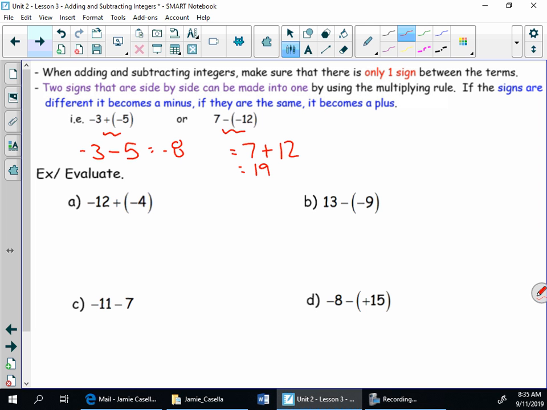Okay, negative 12 plus minus 4. I don't like plus minus. Plus minus, those are different. So I'm going to say minus 4. A negative 12 and a negative 4 is a whole bunch of negatives. 12 and 4 makes 16.